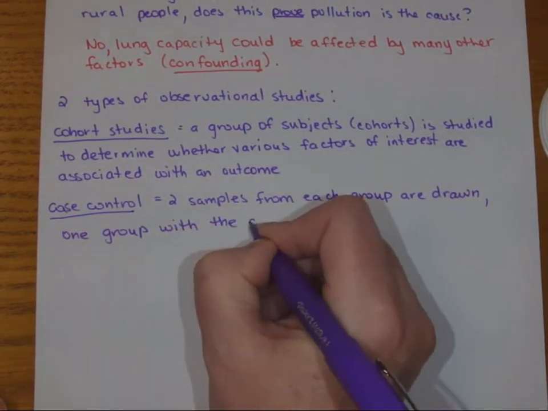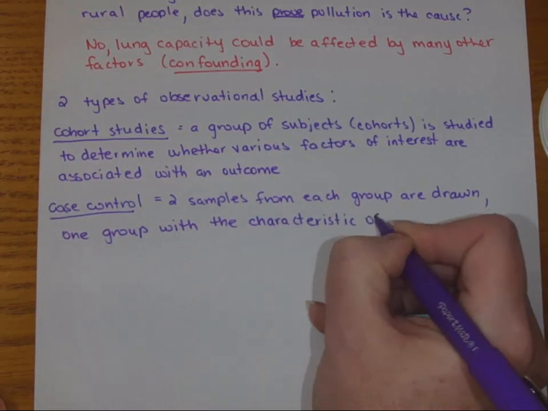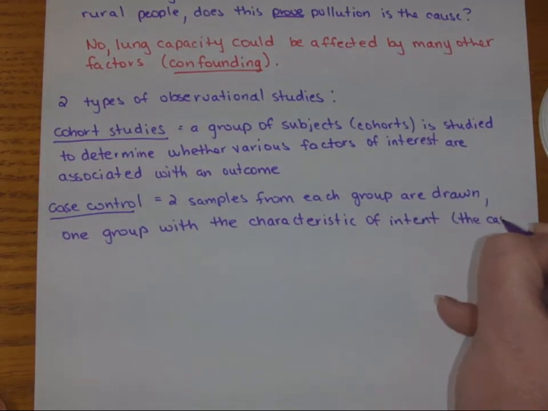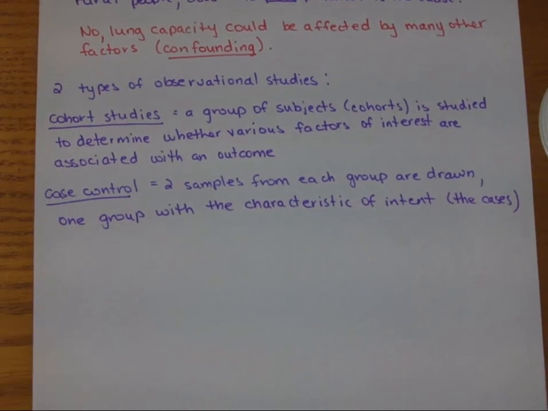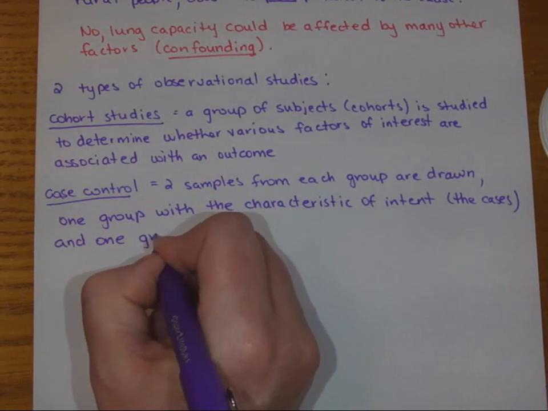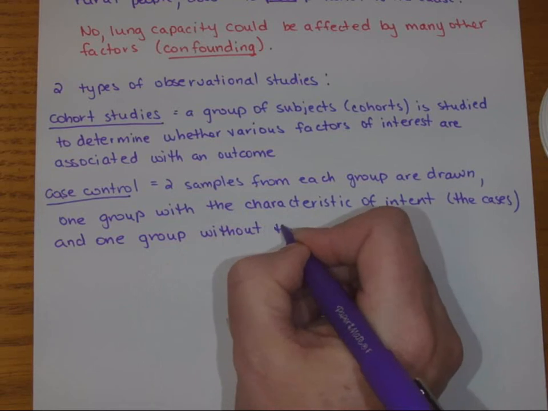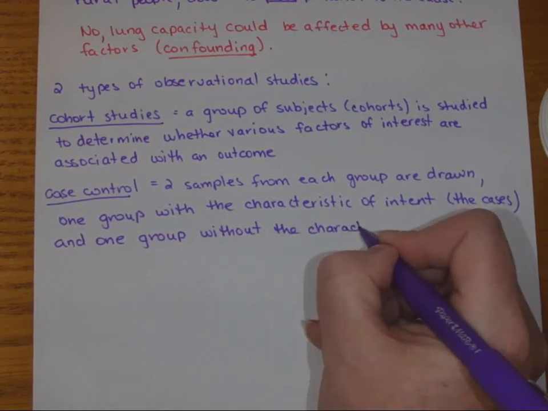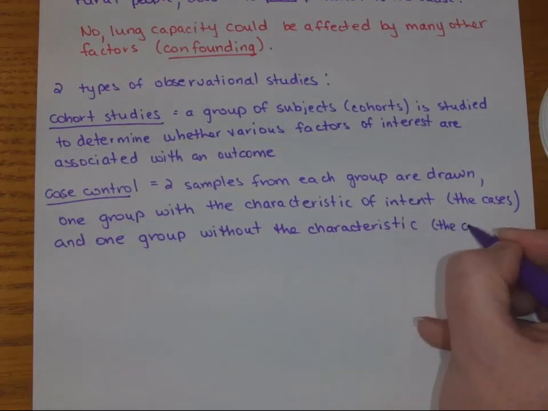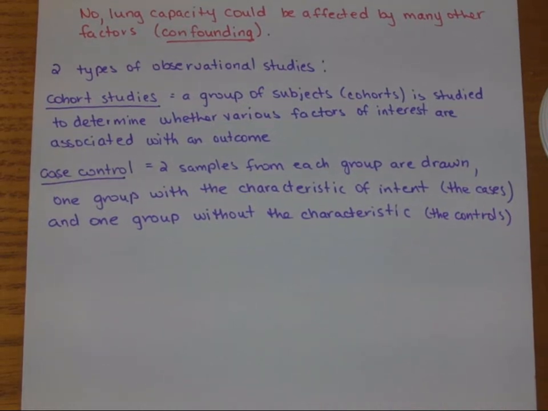So to be fancier about it, one might have the characteristic of interest. That's the technical name for what you're studying. And so these would be called the cases, the ones that have the quality you're studying. And then one group without the characteristic, and those would be the controls. So in our smoking example, the characteristic we would be studying is whether they're a smoker or not, right? And kind of what effects that has. So the people that were in the smoking group would be the cases, and the people that were not the smokers, they would be the controls.